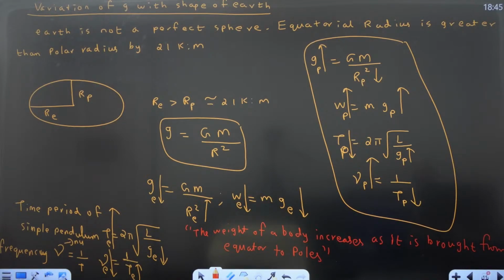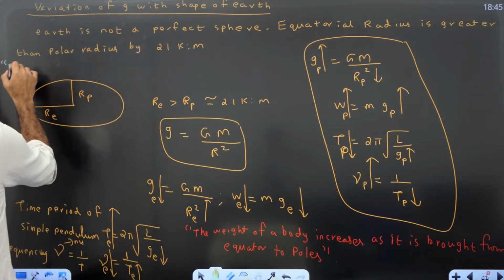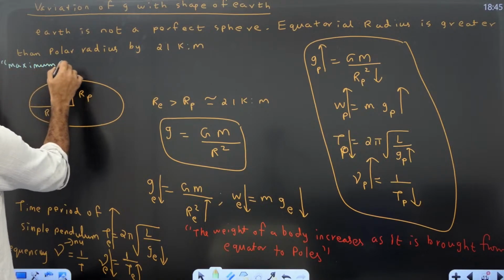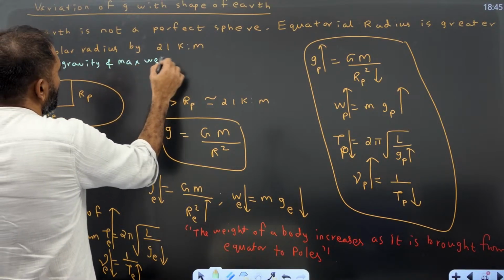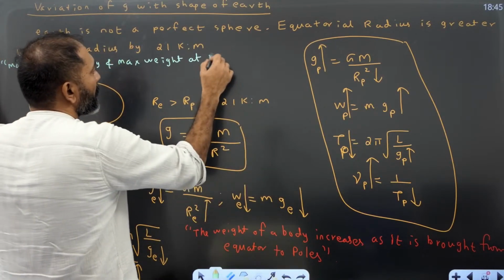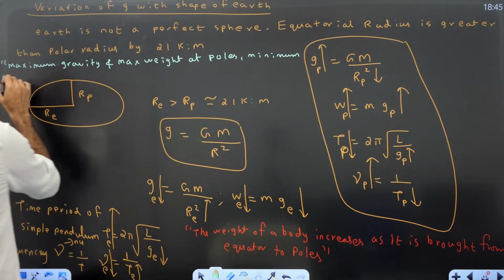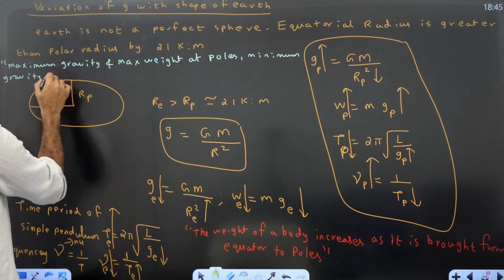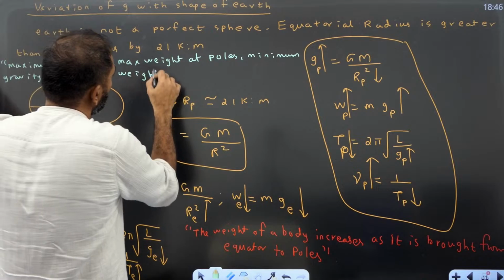So the weight of a body increases as it is brought from equator to poles. Maximum weight of a body at poles, minimum weight at equator. I will add that line: maximum gravity and maximum weight at poles, minimum gravity and minimum weight at equator.